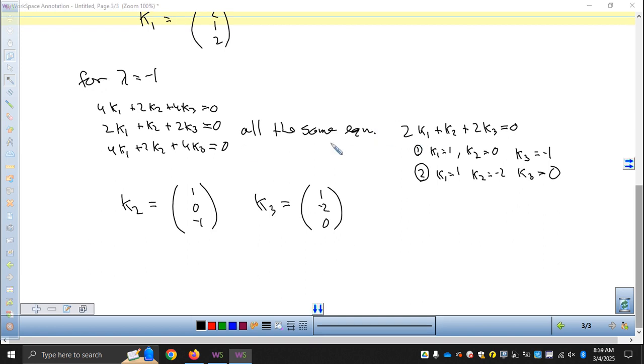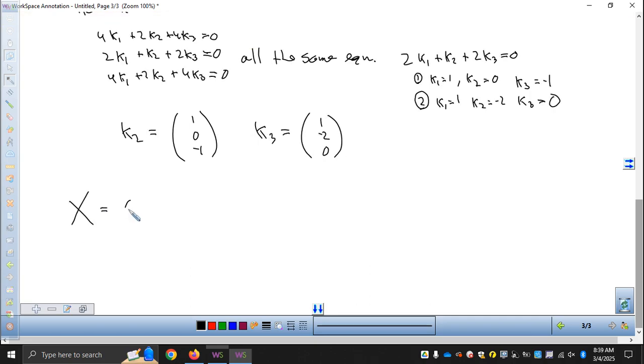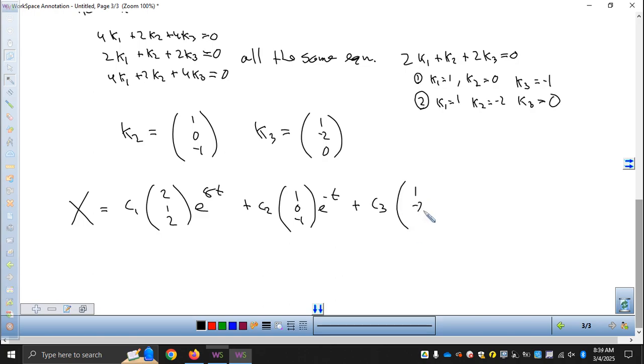So in this case, because we just ended up with one equation, which doesn't have a unique solution, we get two linearly independent eigenvectors. And so our solution is C1 times 2, 1, 2, e to the 8t for lambda equals 8, plus C2 times 1, 0, negative 1, e to the negative t, plus C3 times 1, negative 2, 0, e to the negative t. And because these two eigenvectors are linearly independent, it's okay that we have the same exponential there in our solution.